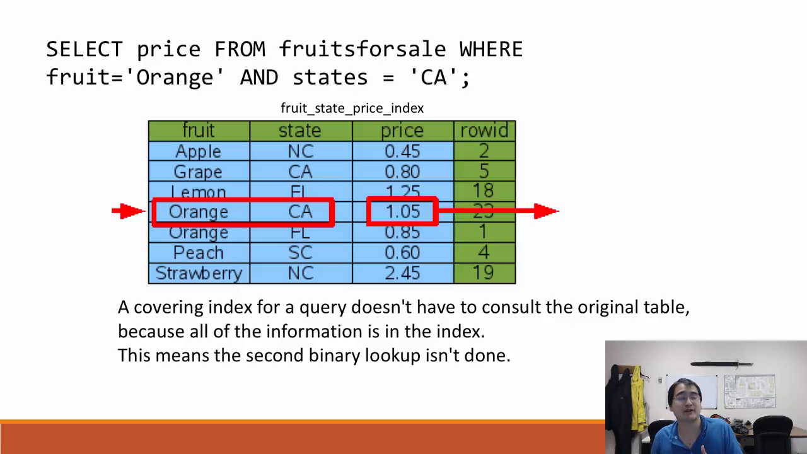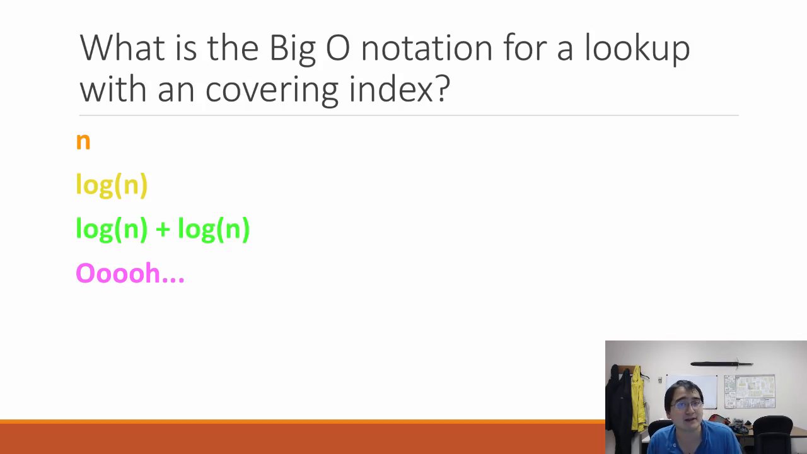So let's look at our previous query, find all the oranges in California. I can say, okay, finding all the oranges in California is really easy because they're sorted by fruit and then state, and then I have my price right there. And note, I don't actually have to do a lookup in my other table anymore. Why? Because I have the price right there. I can just report 105. Because if my queries are always specifying fruit and states, the price I care about is right there in this index itself. I don't have to do the second binary lookup. So if you have a covering index, what is the big O notation for lookup?